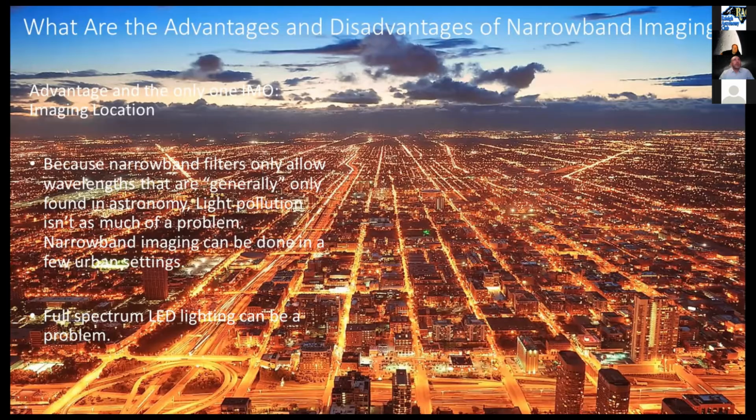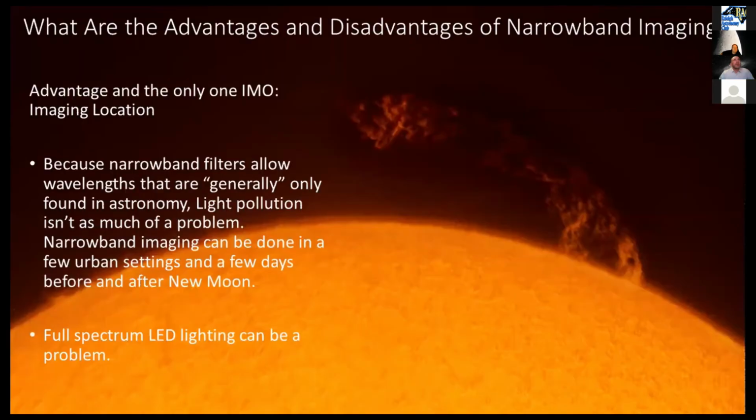So go back to something a little more readable here. What are the advantages and disadvantages of narrowband imaging? Looking back at the last slide, to me, there's only one advantage, in my opinion, and it's imaging location. You don't have to travel very far, just as long as you're in an area where there is no direct light hitting your imaging rig. You don't have to worry about light pollution being a problem so much.